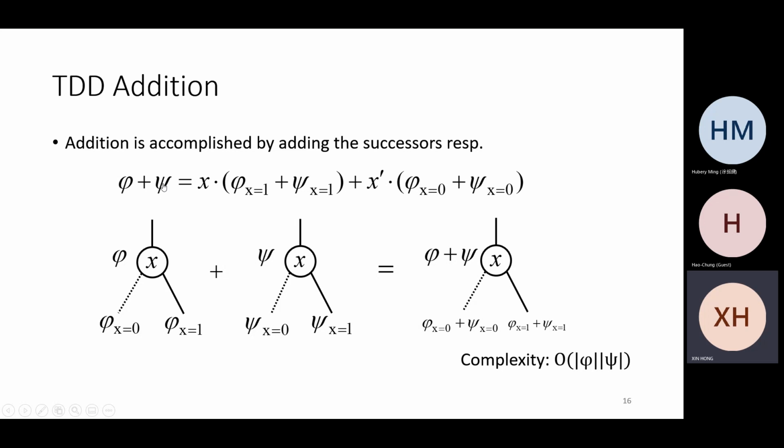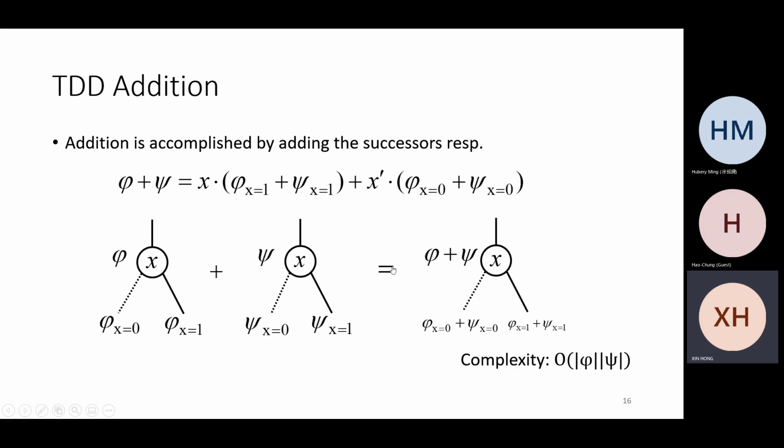And then you can see that for two TDDs, the addition of two tensor decision diagrams is exactly a node labeled with index x, and we do the addition of these two sub TDDs. For this TDD, phi x=0 can be represented as a sub TDD. So from this graph, phi plus psi will be a node labeled with x, with two successors representing phi x=0 plus psi x=0. This is exactly this sub TDD plus this sub TDD. So the addition of two tensor decision diagrams can be executed in such a recursive way.